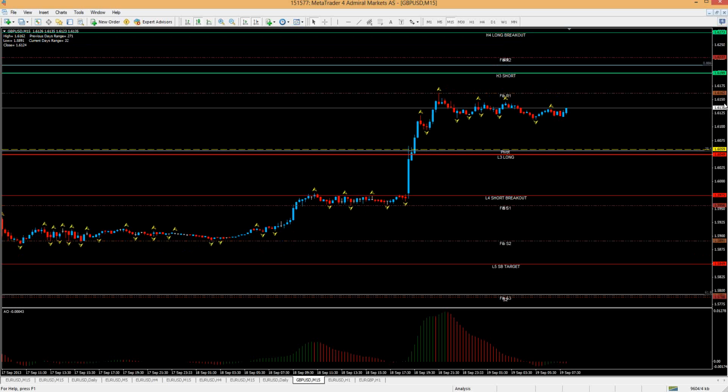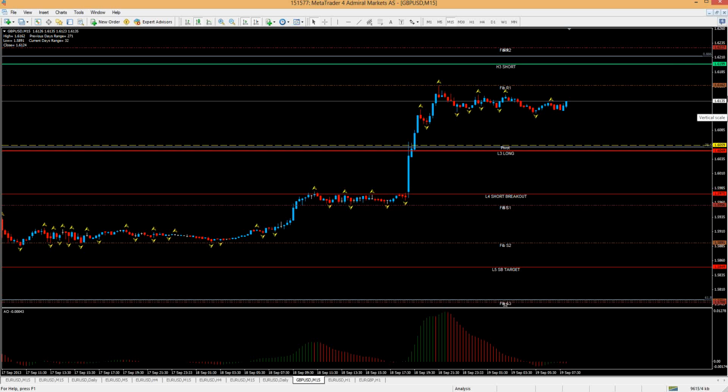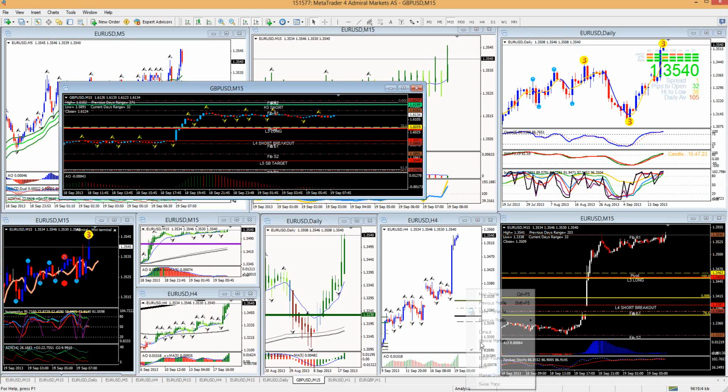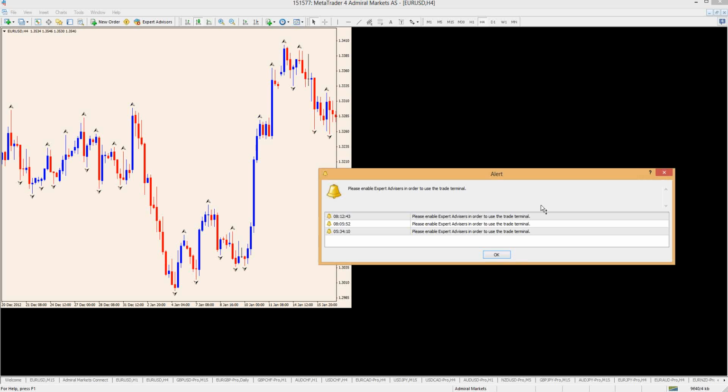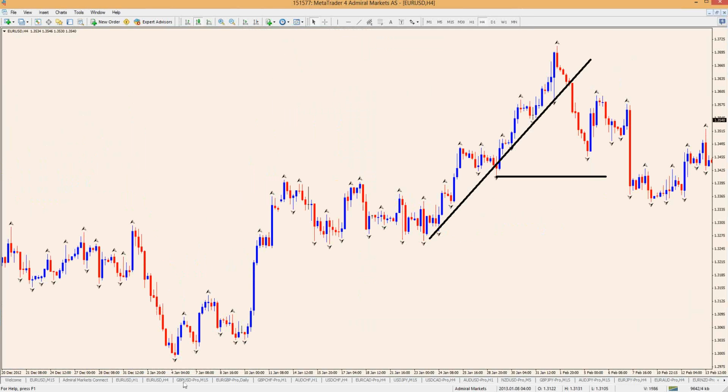Same problem with the Camarilla indicator with the pound, right? Same exact issue. So instead of looking at the Camarilla, I would say let's take a look at our technicals. So let me move over to the other chart here. Pound dollar.